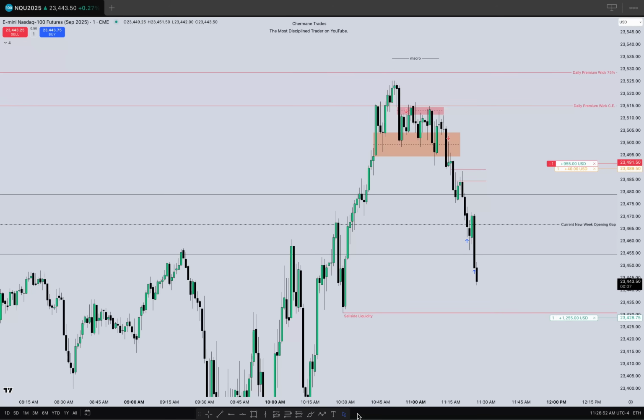And I've got to remember, I'm going to show the daily levels that I'm looking at as well. I didn't forget. This is real money, live account, real funds. I'll show all that good stuff at the end as well. Going to trail my stop loss above the high of the new week opening gap. Lock in an extra $200 there.